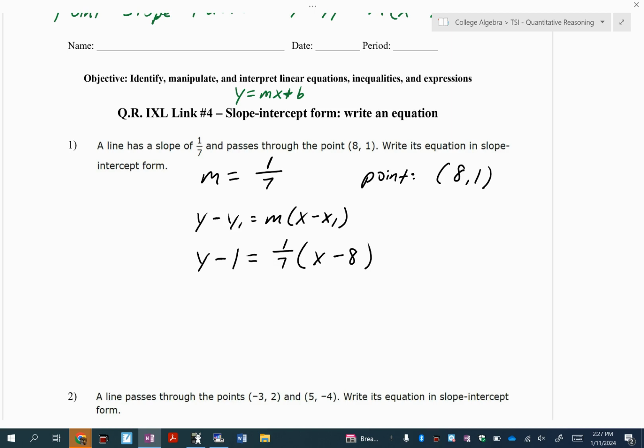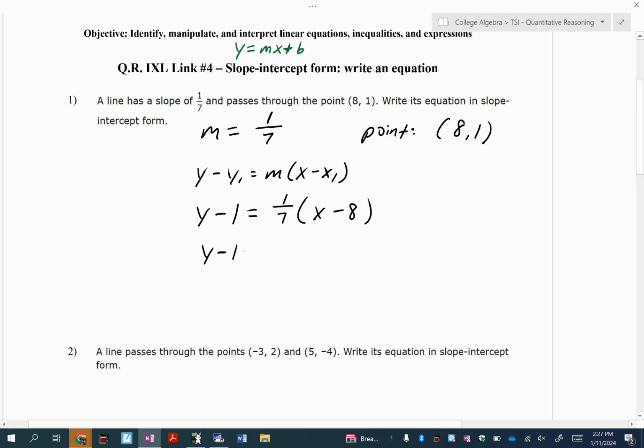I know, right? More algebra. So let's distribute the 1/7 to get 1/7 times x. What is 1/7 times 8? What am I going to write for 1/7 times 8? 8/7. Nice, Luke. Well done. Good, Emmanuel. 8/7. Right, because this 8 is going to multiply by the number at the top. So 8 times 1 is 8.